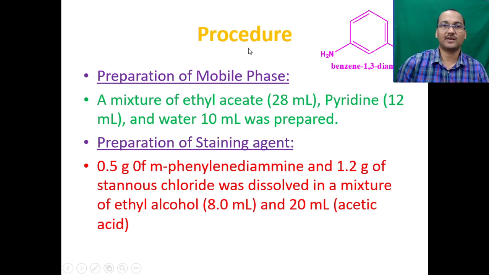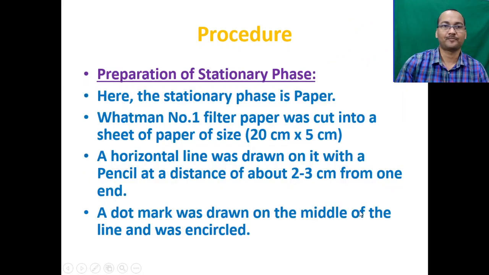So this is the actual procedure we need to follow. First we have to prepare the mobile phase. A mixture of ethyl acetate, pyridine and water was prepared. For the staining reagent, 0.5 gram of metaphenylene diamine and 1.2 gram of stannous chloride was dissolved in a mixture of ethyl alcohol and acetic acid. Then preparation of the stationary phase. Here the stationary phase is paper.